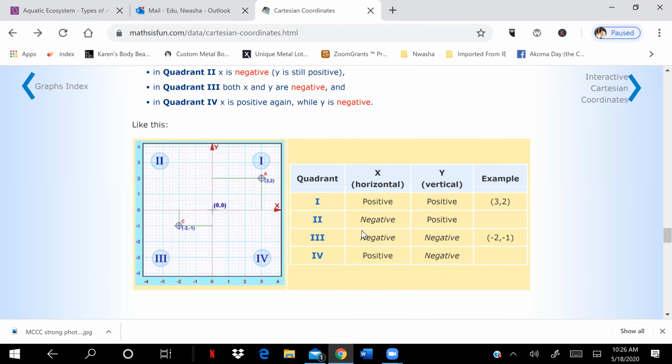So what they're saying is, if you're in quadrant 1, you have a positive number and a positive number. If you're in quadrant 2, you have a negative number and a positive number. If you're in quadrant 3, you have a negative and a negative. And then if you're in quadrant 4, you had to go positive and then negative. Any questions about that so far?